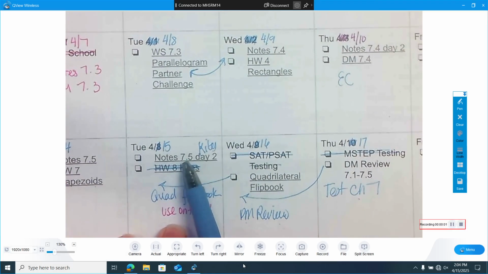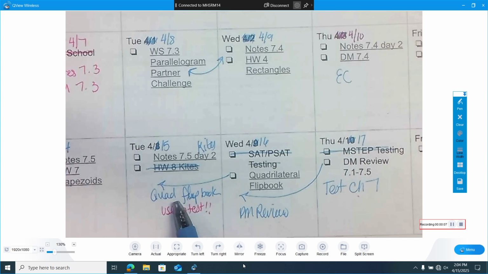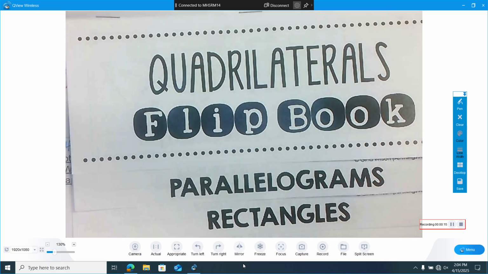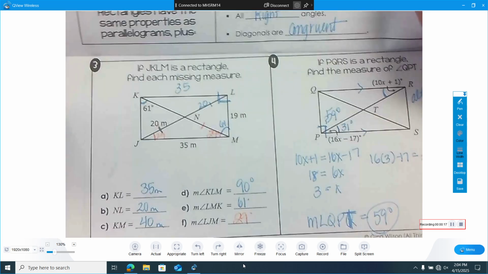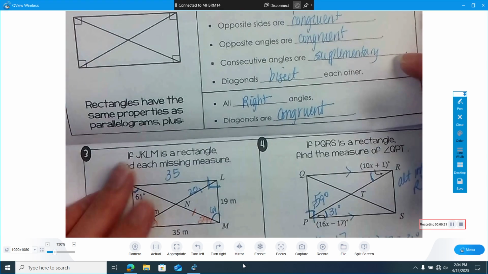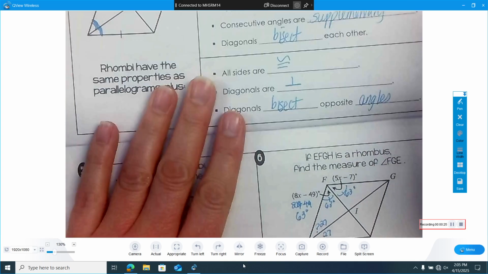We are going to do some quick notes on kites. And then we have the quadrilateral split book, which is right here. And you'll be putting this together. You can choose to do whatever you want to do, but you turn the pages, there's easy stuff to fill out. All of this comes from your notes.